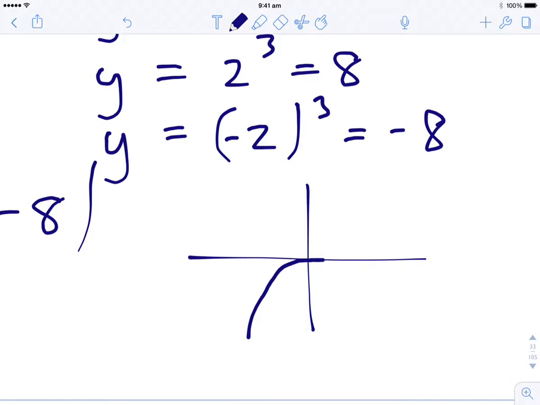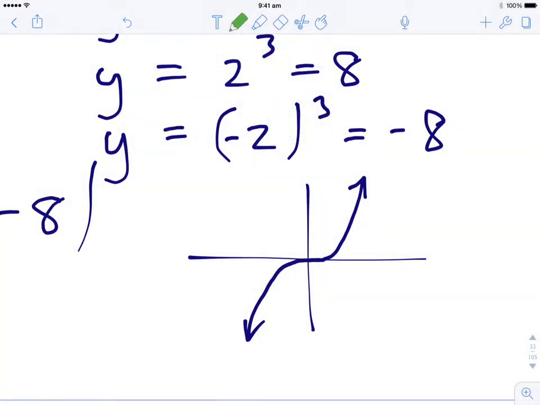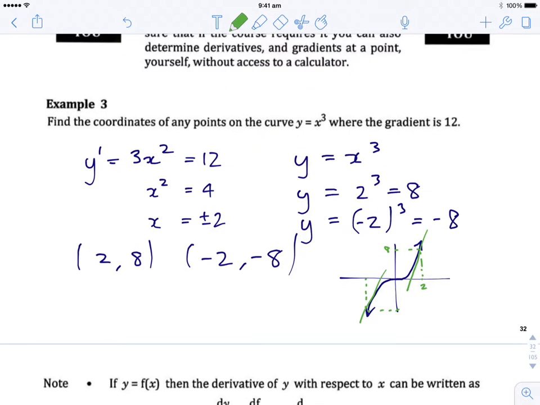Now if we think about the curve of y equals x cubed, it does something like this. It has a stationary point of inflection there at x equals 0. Does something like this. And the question's saying to us, when is the slope of that curve equal to 12? So right there and right there, you can see there's going to be 2 points on the graph. That's going to be 2, 8, and this point down here is going to be negative 2, negative 8. So you can see from the graph that that looks about right.